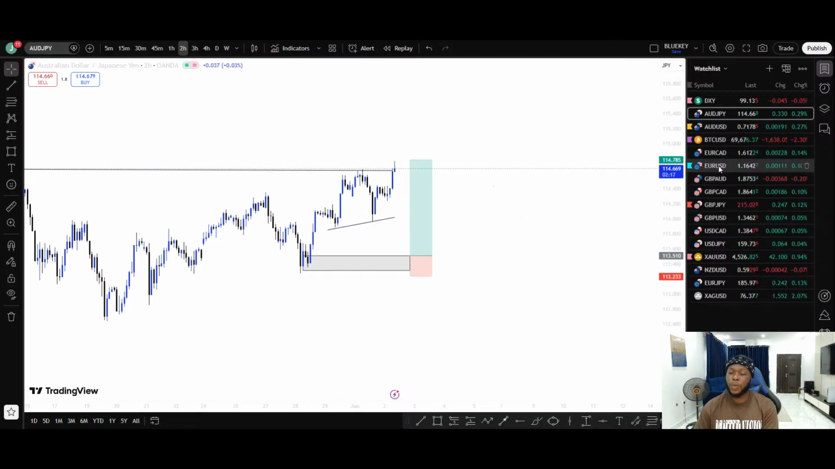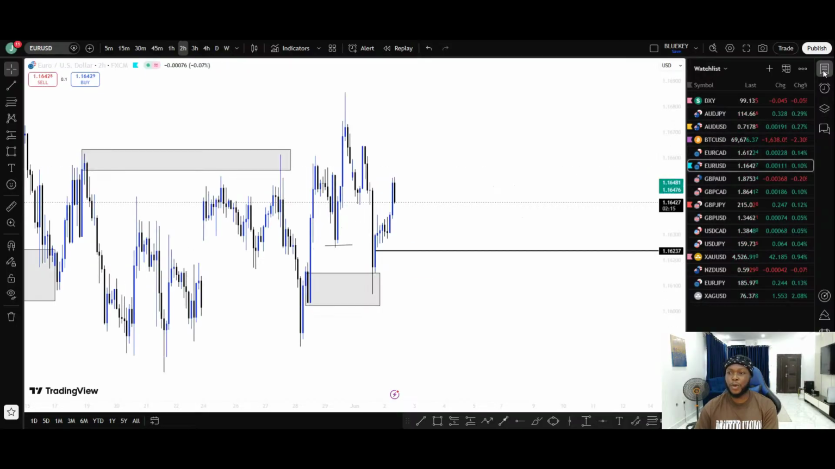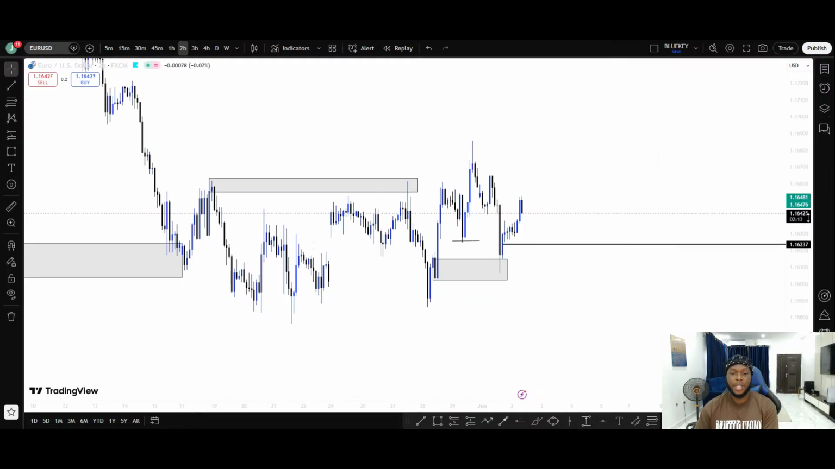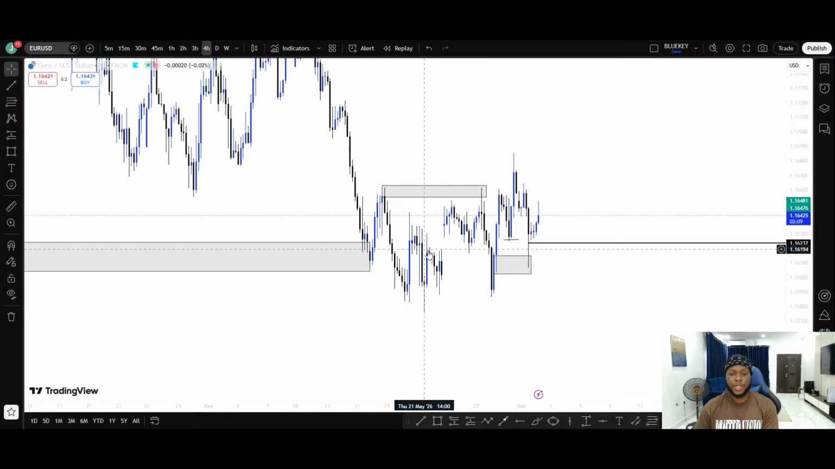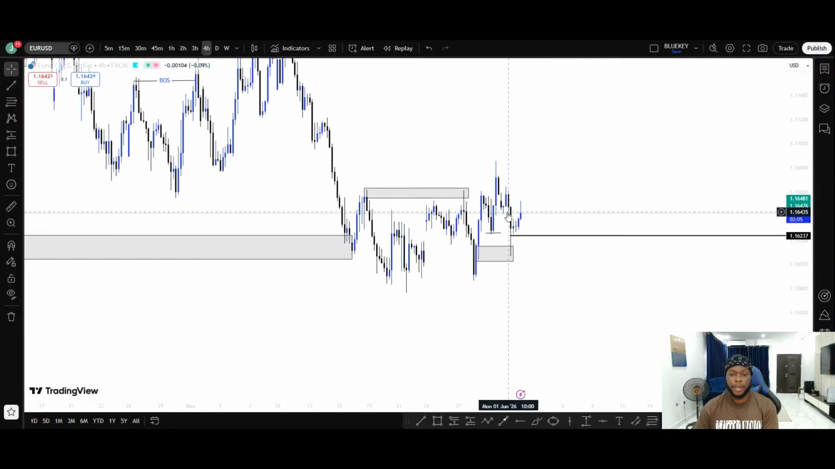I think we touched Euro USD just now, but I didn't give any re-entry or anything. I just showed you guys the setup we missed. This was the setup we missed on Euro USD. This particular buy is a partial entry buy. So the market has actually been ranging here, massive range.